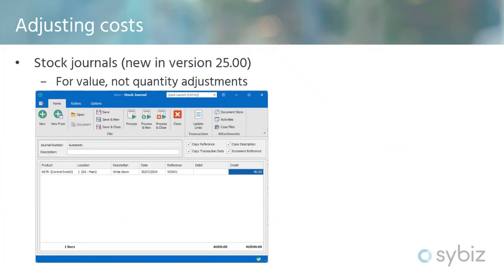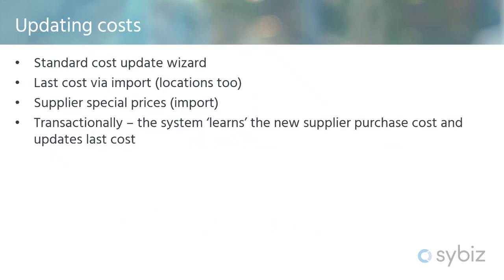As far as adjusting costs are concerned, in version 25 we have stock journals, and that's essentially for value rather than quantity adjustments. It allows you, if you do have some stock that you want to write down, a new transaction available to process that once you're on version 25, which will be released later in 2024. And other ways of updating costs: you've got your standard cost update wizard for your standard costed items.